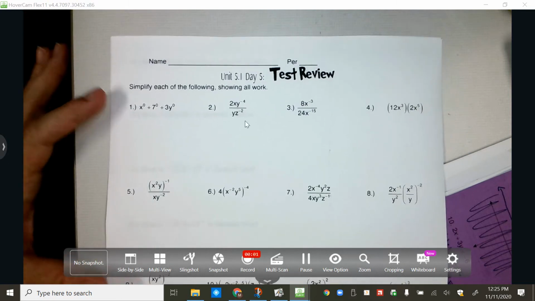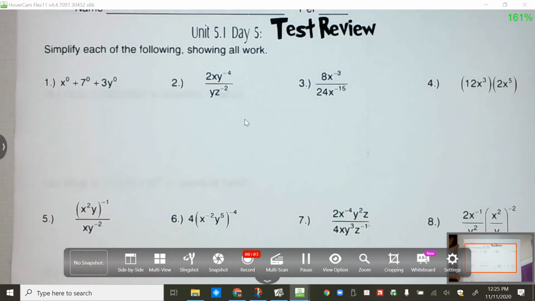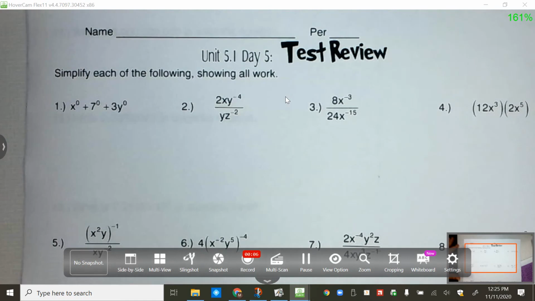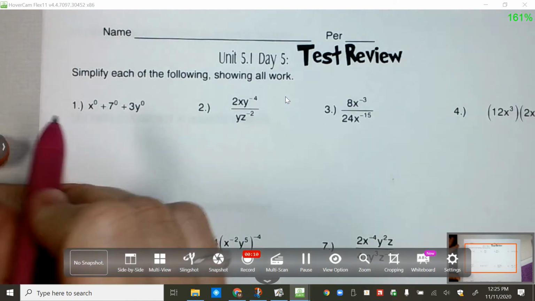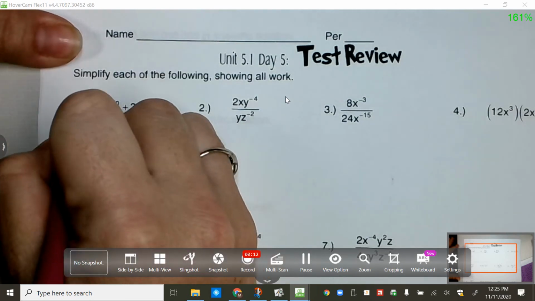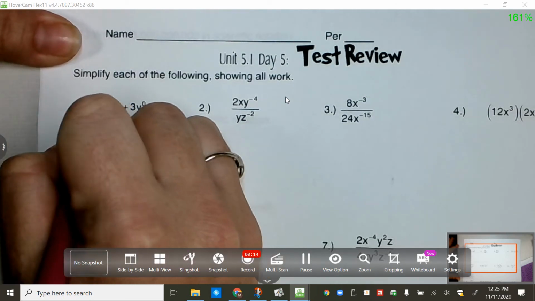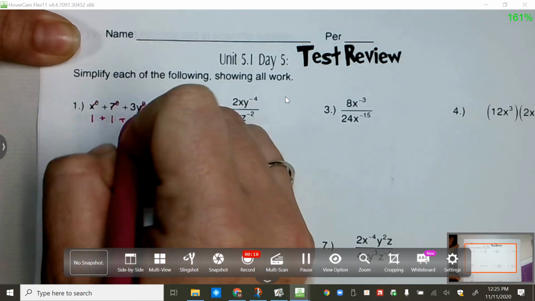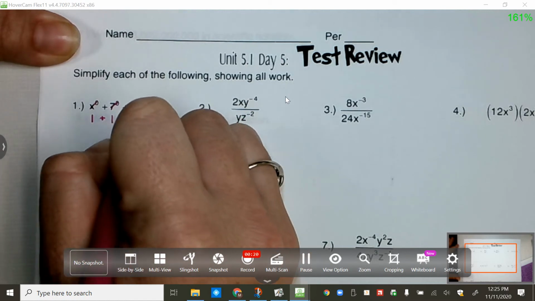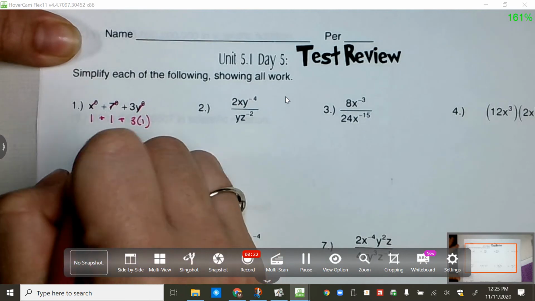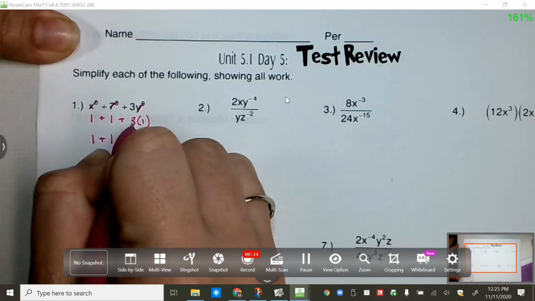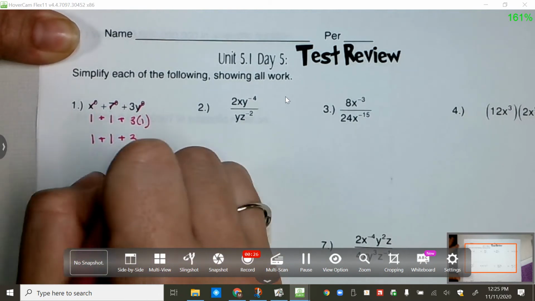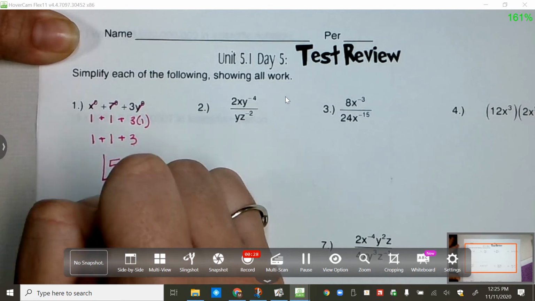Okay, Unit 5.1 test review. First things first, remember anything to the 0 power is 1. So this is 1 plus this is 1 plus this is 1. So this is 3 times 1. Okay, so we get 1 plus 1 plus 3 times 1 is 3. 3, 4, 5. So my answer is 5.